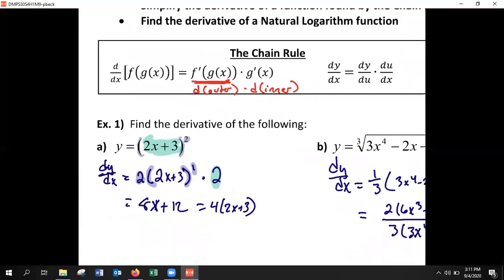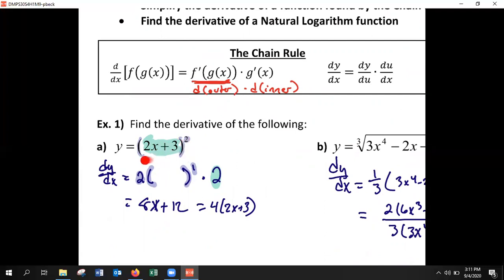So as I'm looking at this expression, what I showed in class was, if I want to take the derivative of (2x plus 3) to the second power, the very first thing I do is I identify what is the inner function, what is the outer function. So in blue, I have here the outer function. In green, I have the inner function.